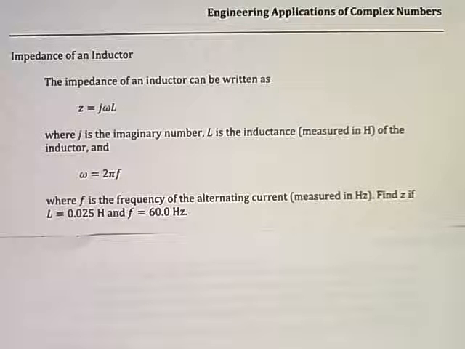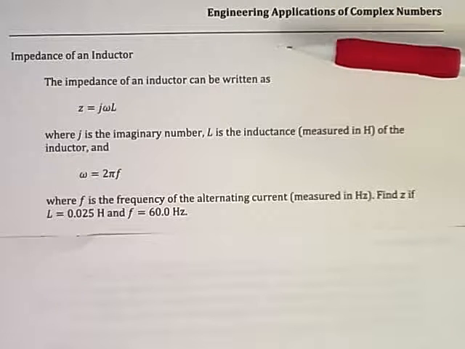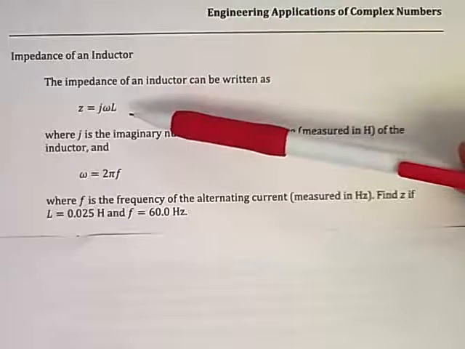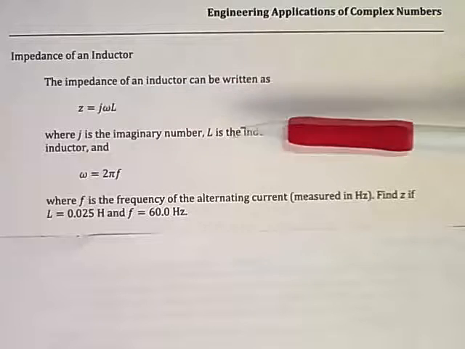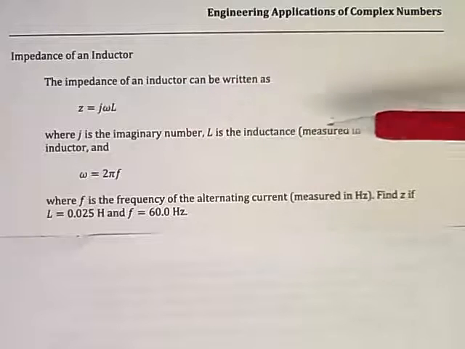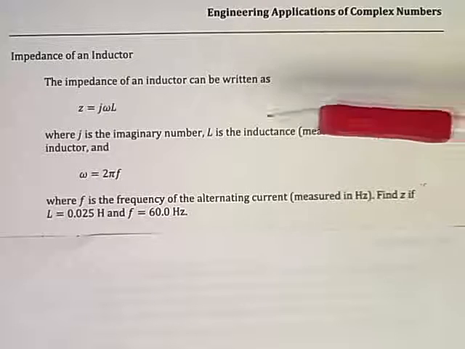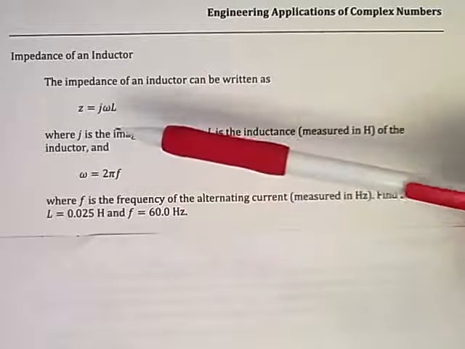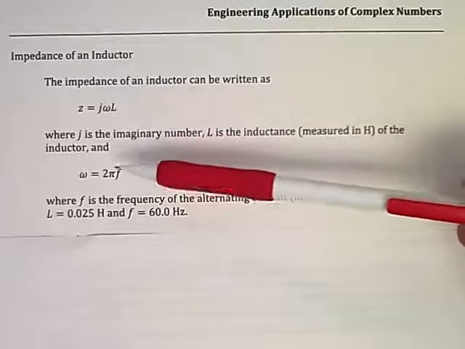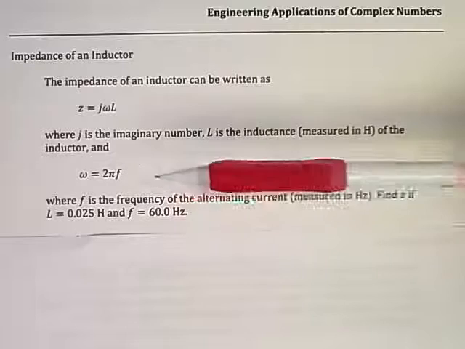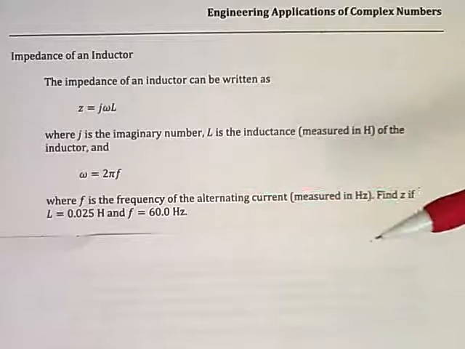Okay, so here we want to talk about engineering applications of complex numbers. And it says that the impedance of an inductor can be written as Z equals J times omega L, where J is the imaginary number, L is the inductance measured in H of the inductor, and omega equals 2 pi times F, where F is the frequency of the alternating current measured in hertz.